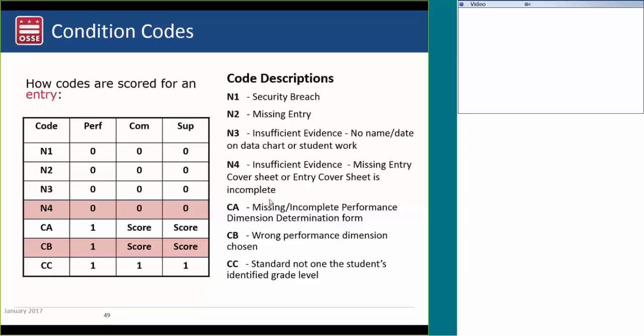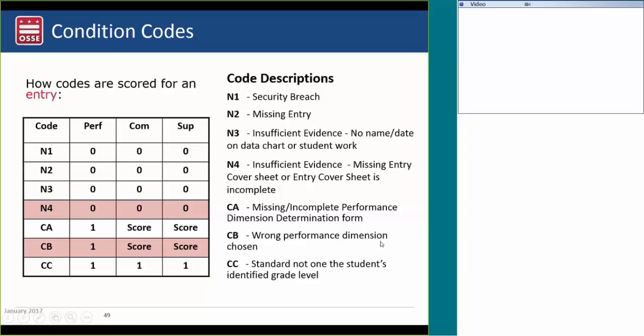Okay. The C codes are a variety of different things. If you get a code of CA, your performance dimension determination form was either missing or incomplete. We score a 1 for performance, but we can score complexity and support. So it's not as severe an issue as getting a 0, but it still affects the score.